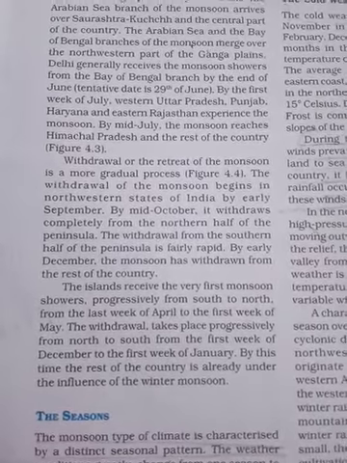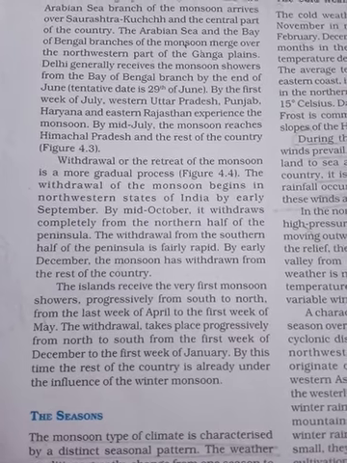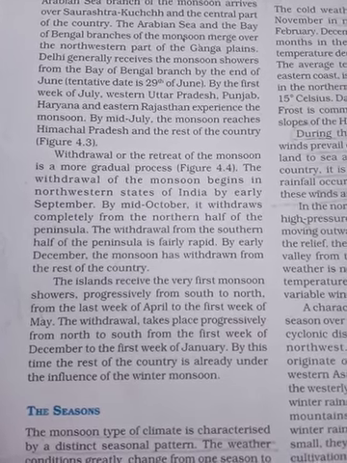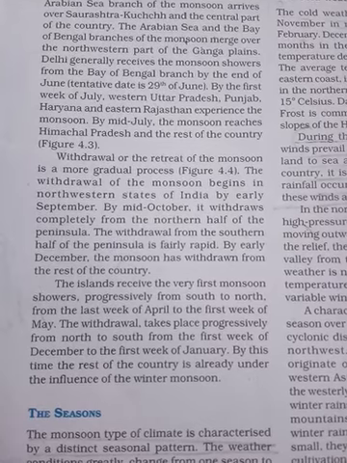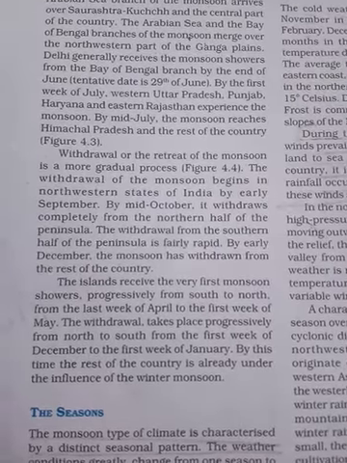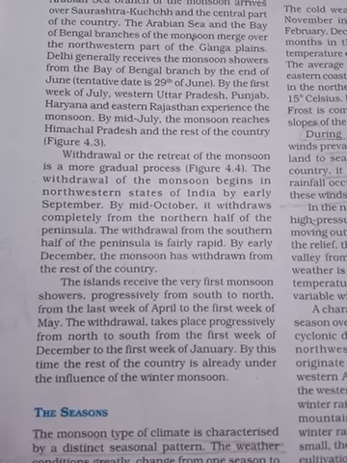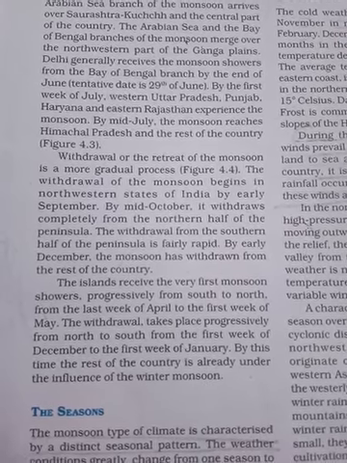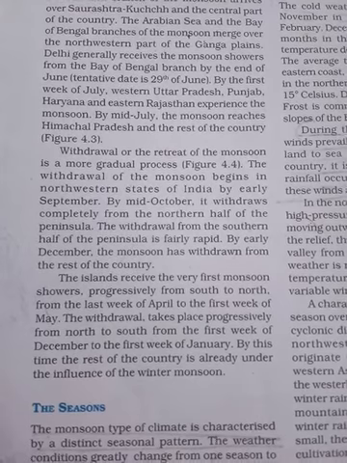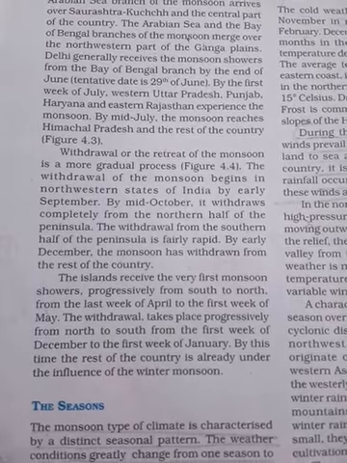The island received the very first monsoon shower progressively from the southwest. That means the island used to receive the first monsoon shower from south to north, from the last week of April to the first week of May. That means it started from April and goes up to May.